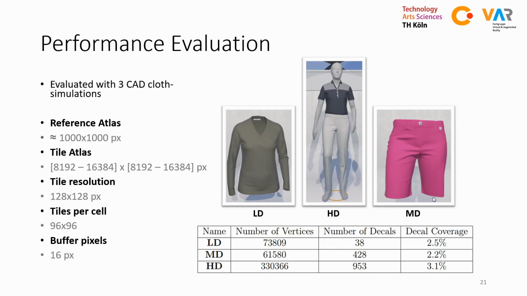We chose a tile resolution of 128 pixels. We subdivided our cells into 96 by 96 tiles, and we used 16 buffer pixels. Our reference atlases had a resolution of roughly 1000 by 1000 pixels, and the resulting tile atlases ranged from 8K to 16K depending on the number of decals.